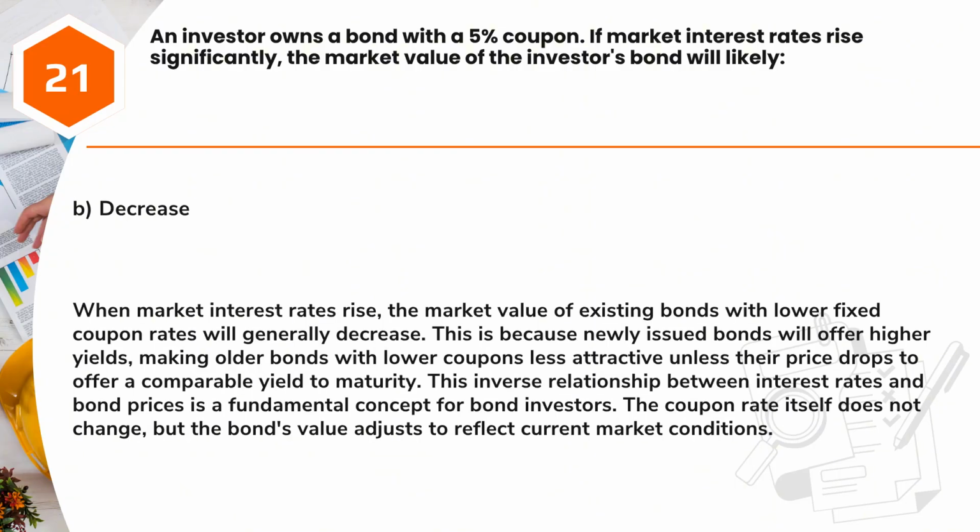Answer, B. Decrease. When market interest rates rise, the market value of existing bonds with lower fixed coupon rates will generally decrease. This is because newly issued bonds will offer higher yields, making older bonds with lower coupons less attractive unless their price drops to offer a comparable yield to maturity. This inverse relationship between interest rates and bond prices is a fundamental concept for bond investors. The coupon rate itself does not change, but the bond's value adjusts to reflect current market conditions.